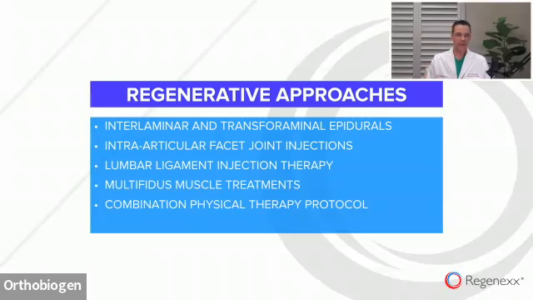So we get in there and we actually look at doing intralaminar, transforaminal, epidural. So there's multiple types of epidurals. Sometimes we'll even perform a caudal approach. So we have multiple ways in and around the nerves to help put regenerative medicine in there to try to decrease inflammation and help those nerves function better. We also treat in and around the facets. I promised I would show you those, so that's coming up in just a second. And then lumbar ligament injections, which is something unique typically to regenerative physicians.